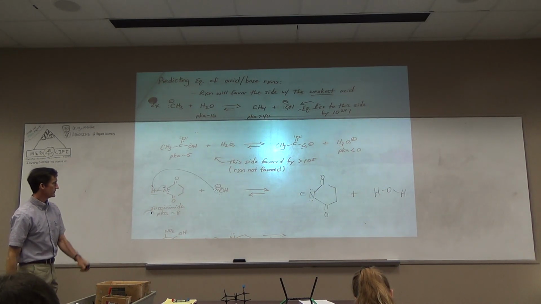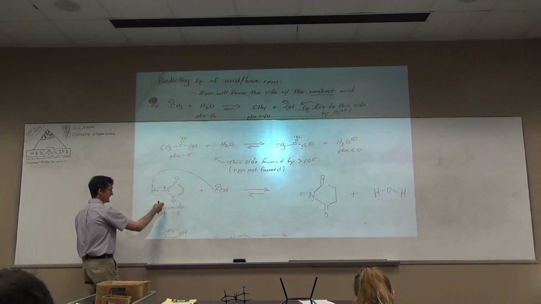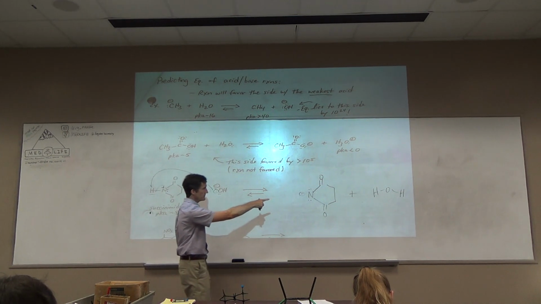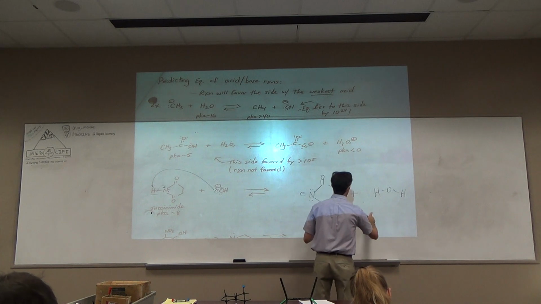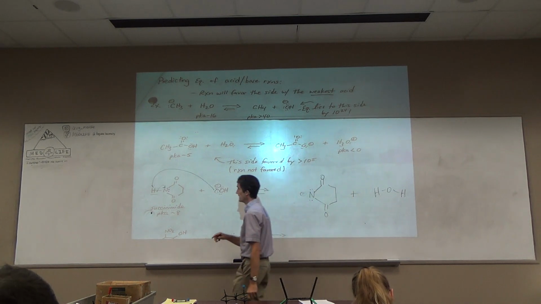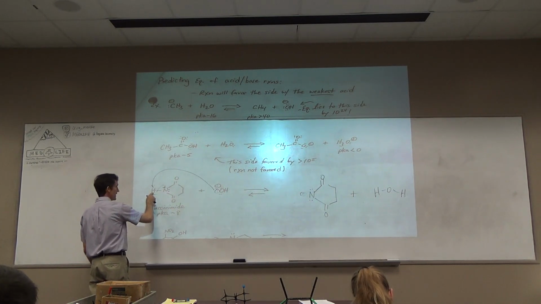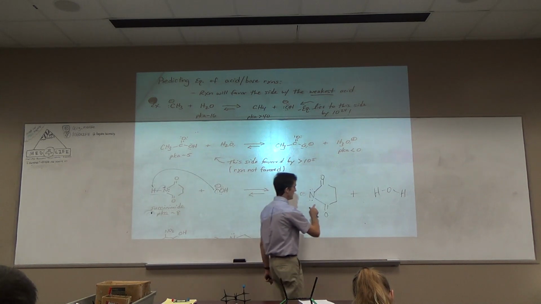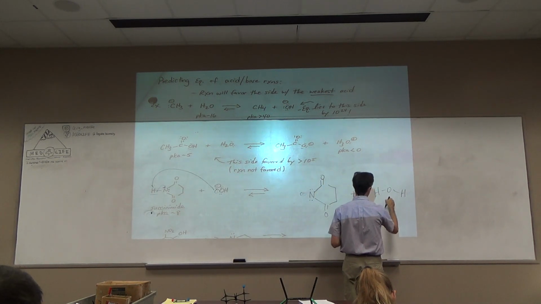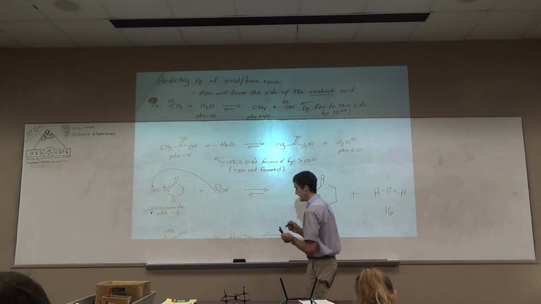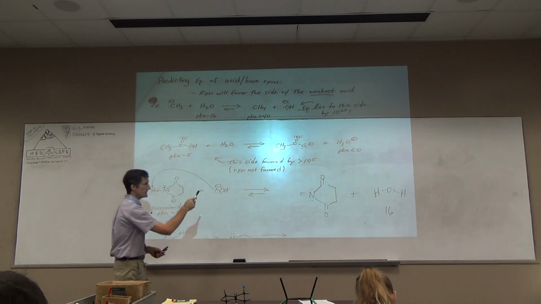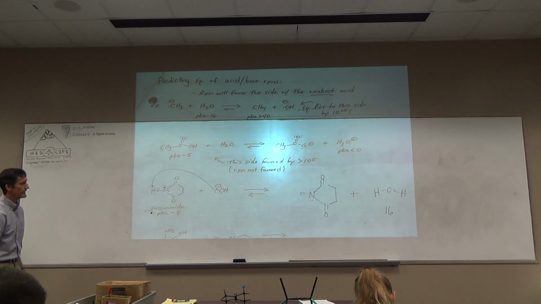And which side's favored? The acid over here has a pKa of 8. What's the acid over here? The H. Which thing has the H? There's the H there. Where's the H at now? It's here. This thing's the acid over here. Its pKa is 16. Which side's favored? 8 or 16? 16. The weaker acid is favored. That side's favored.